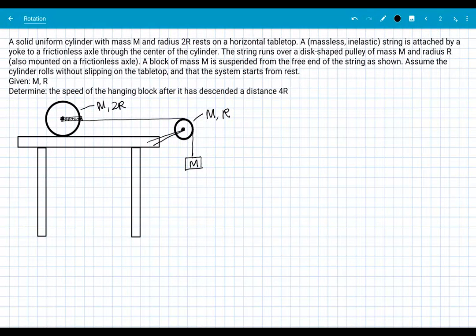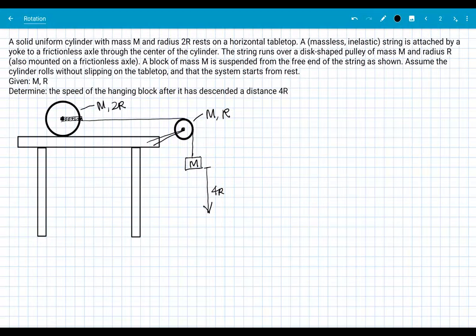The radii are different here, but we get to see how this ends up working out proportionally, which is neat. M and R are given, right? We're asked to determine the speed of the hanging block after it has descended through some distance 4R. We can assume that the cylinder rolls without slipping and the system starts from rest. So it's released from rest, and we want to know how fast the hanging block is moving after it's descended that much.